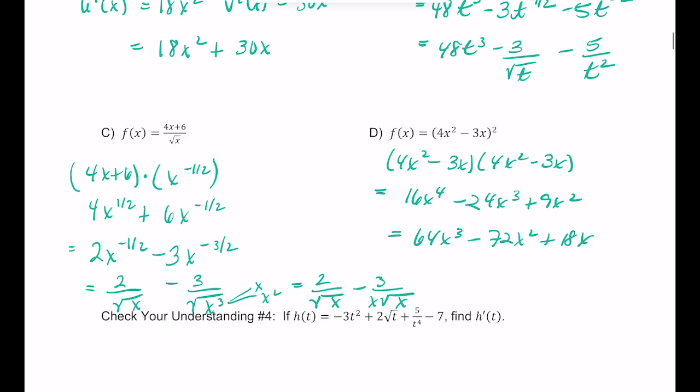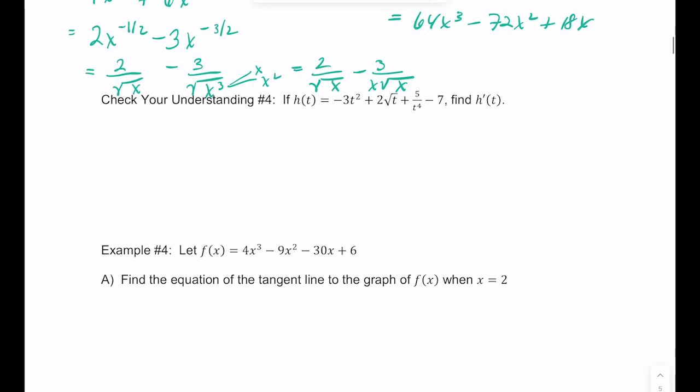Try the next one on your own, and then you can unpause the video when you're ready to move on.